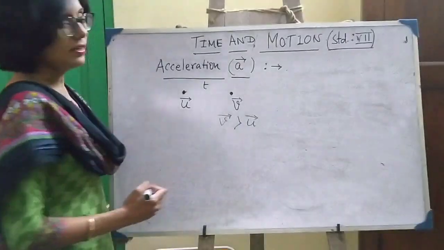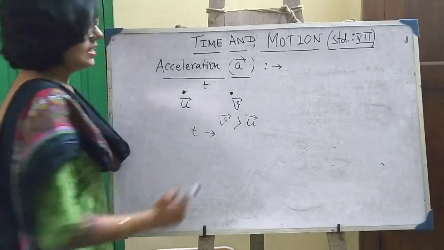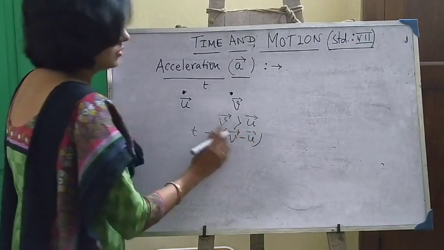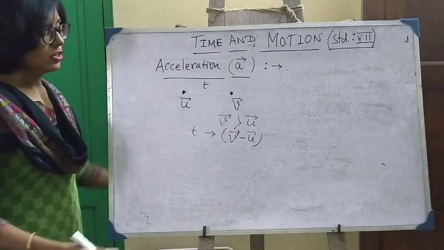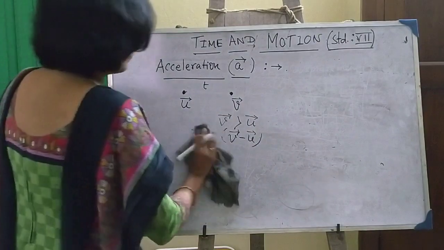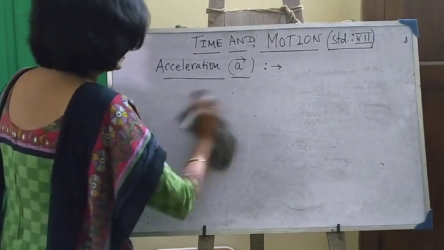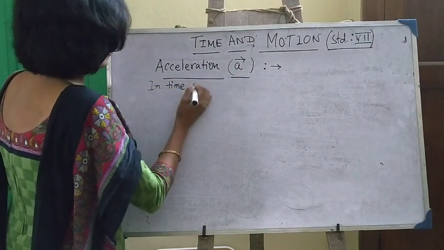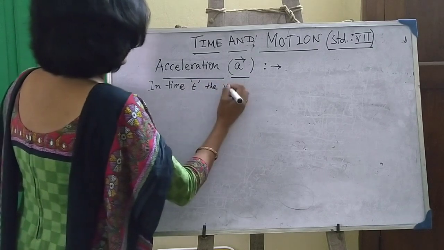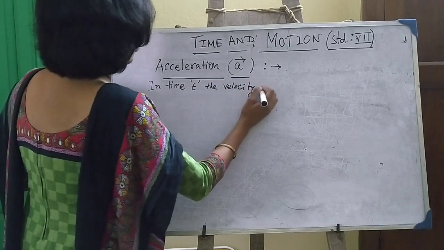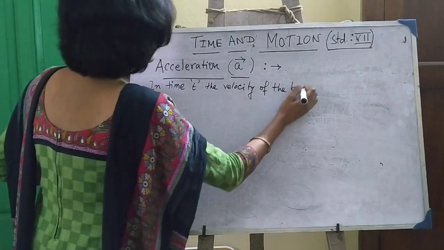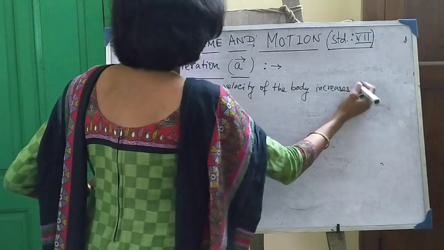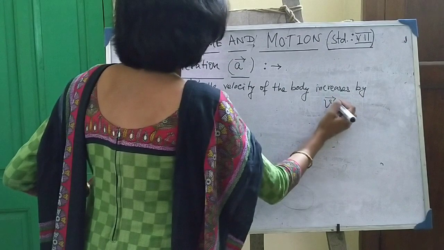So we can say that in time t, the increase in velocity of the body is v minus u, because v is greater than u. Clear? So in words we can write that in time t, the velocity of the body increases by v minus u.